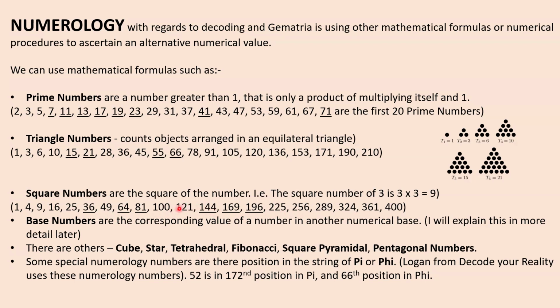Base numbers are the corresponding value of a number in another numerical base. I'll explain this in more detail later, and I think it's the main reason for doing this video. Many people didn't understand base numbers. There are others like cube, star, tetrahedral, Fibonacci, square pyramidal, pentagonal numbers, and some special numerology numbers are their position in the string of pi and phi. And if you know Logan from Decoding Reality, he uses this numerology of numbers a lot. So 52 is in the 172nd position in pi and 66th position in phi.